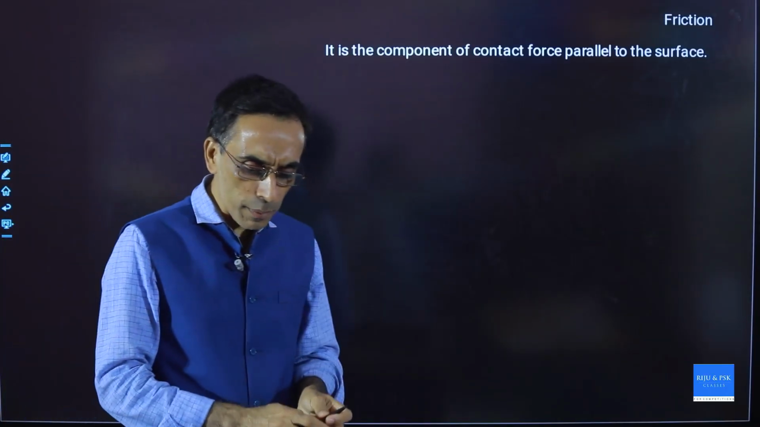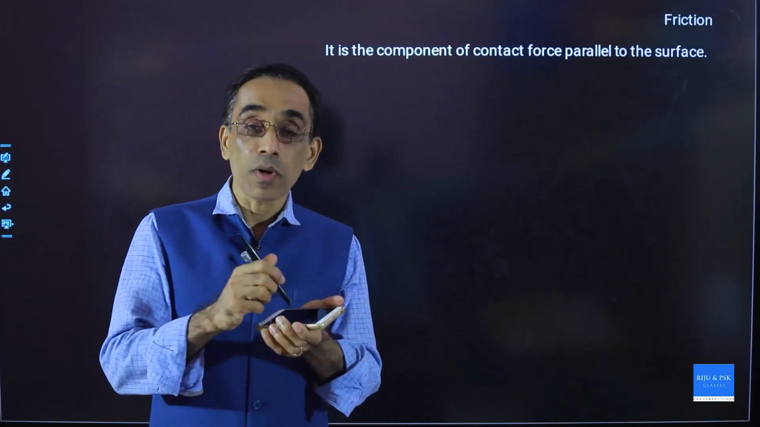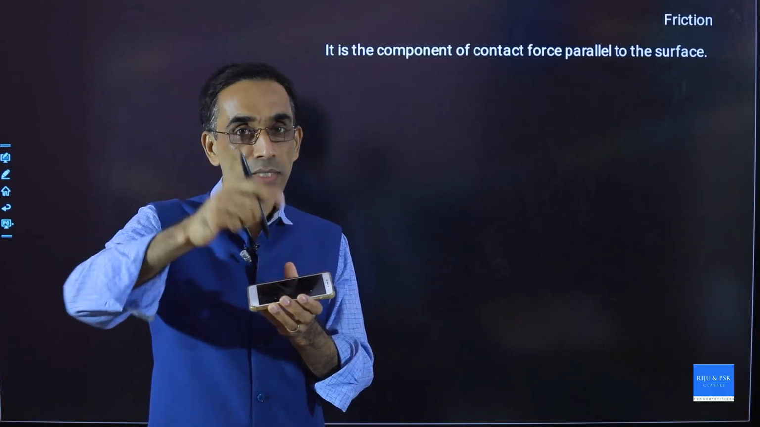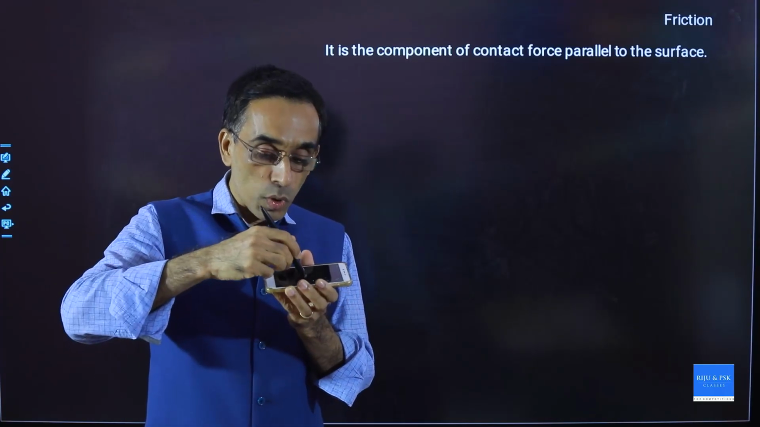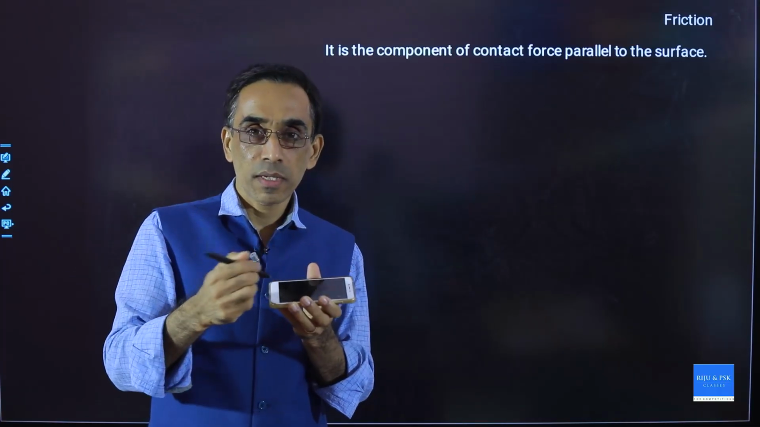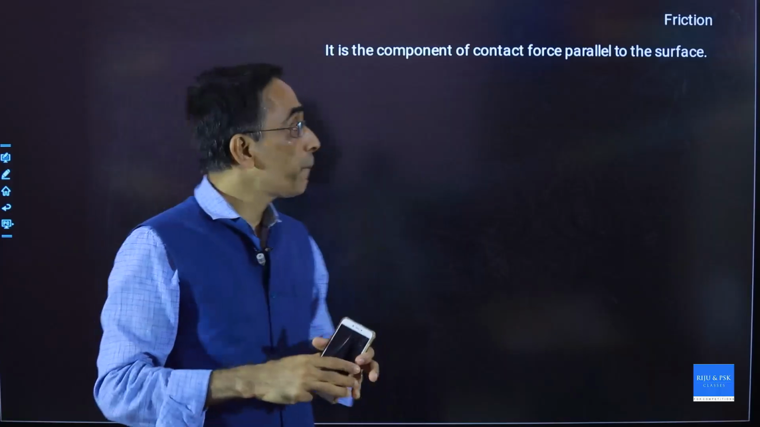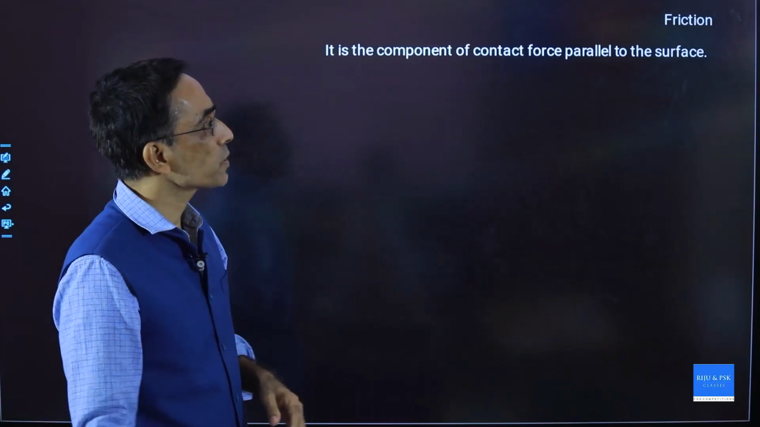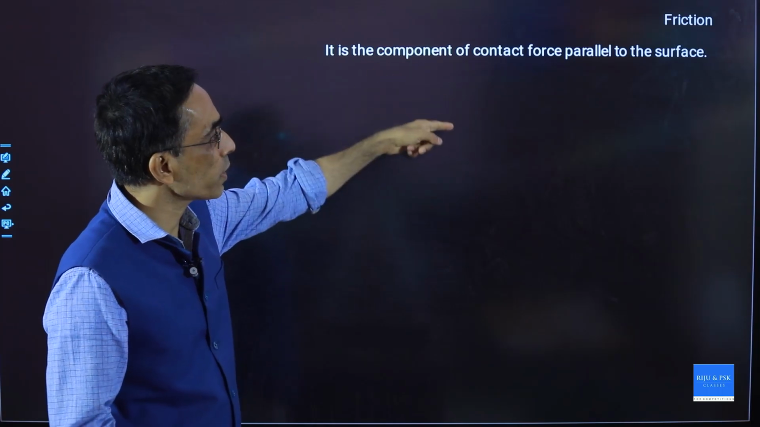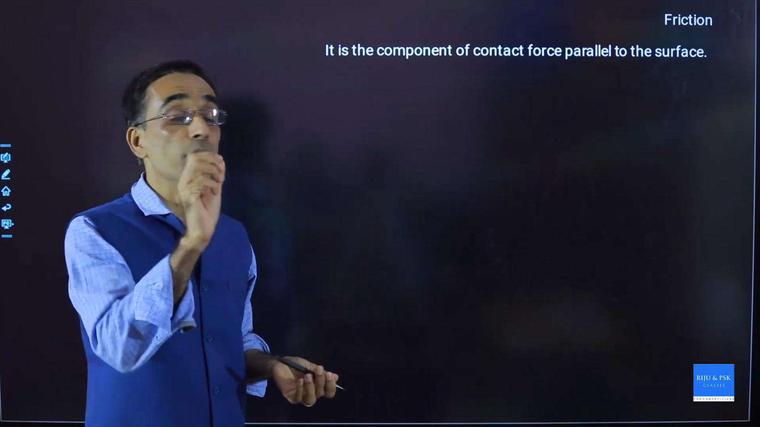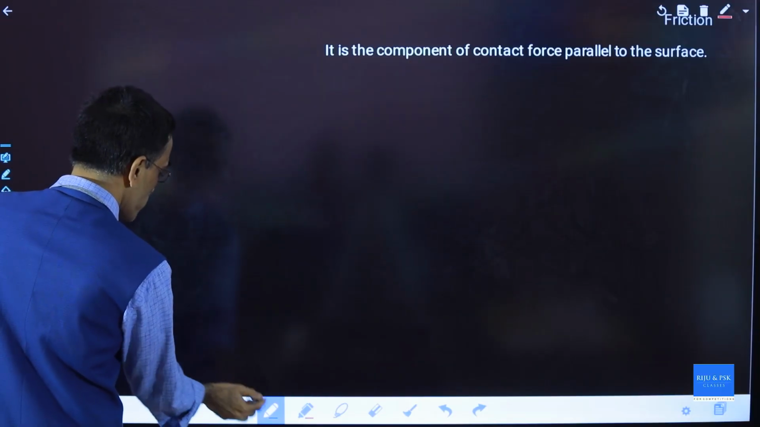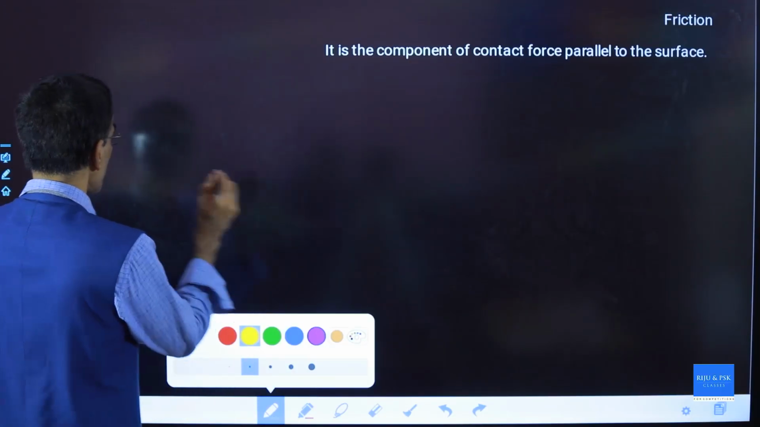Now, I told you before that if there are two bodies in contact, there is a force perpendicular to the surface, called normal reaction. The contact force also has a component parallel to that surface. The contact force parallel to the surface is called friction. Friction is the component of the contact force parallel to the surface. And what will friction do? Friction always does two things.